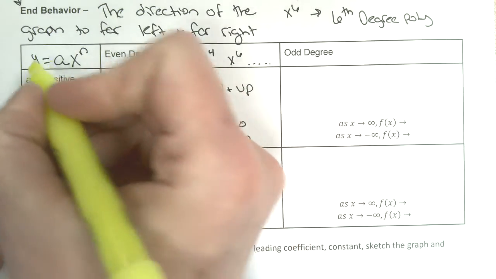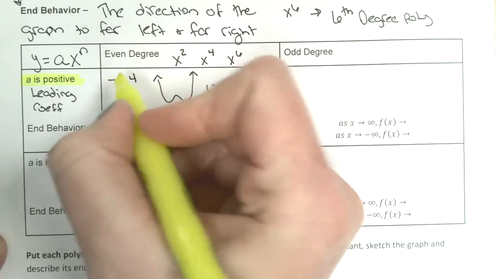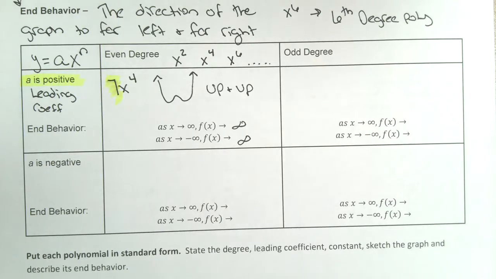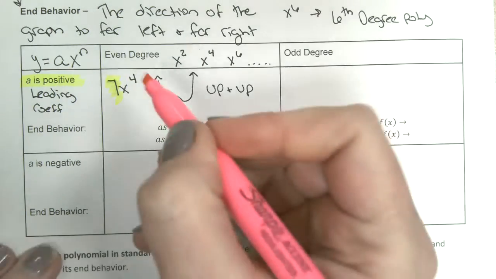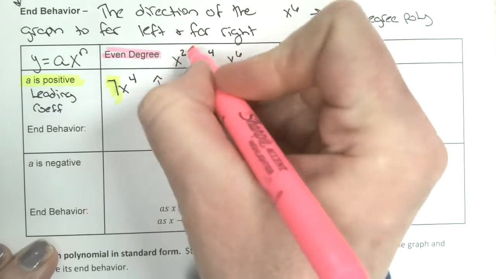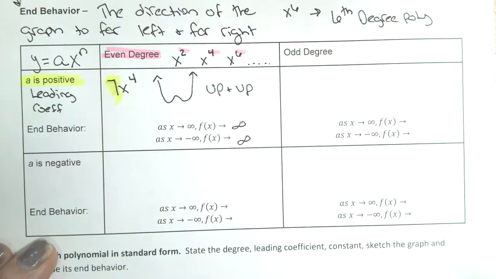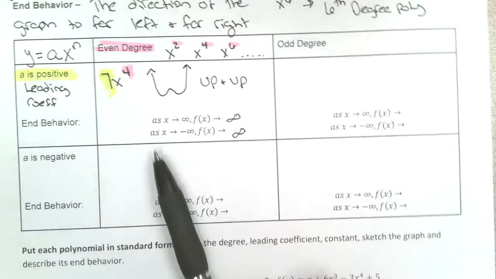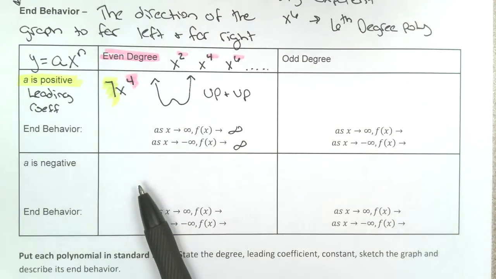All right, so when a is positive, so we're looking at that. And then we have the degree. So the degree, you have to remember, is your exponent. In this case it is the 4. All right, so it's easiest to do this one next.